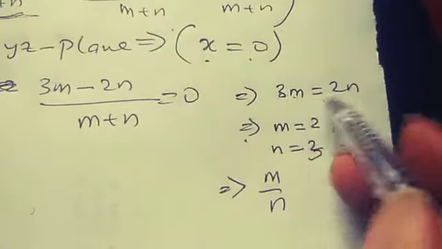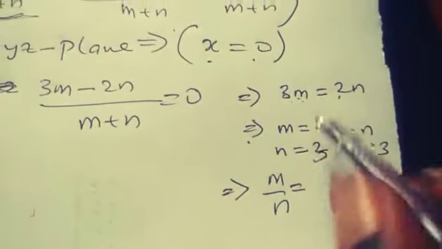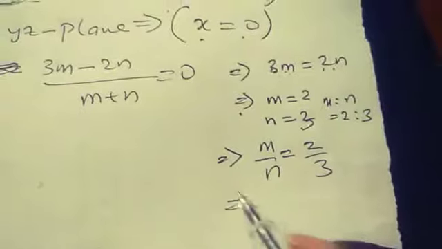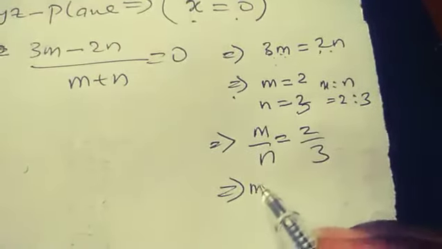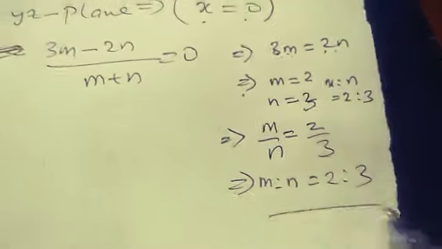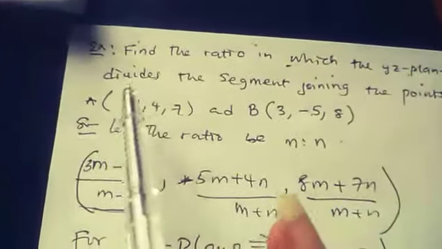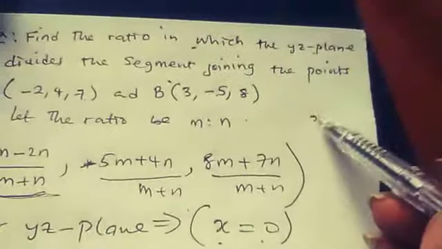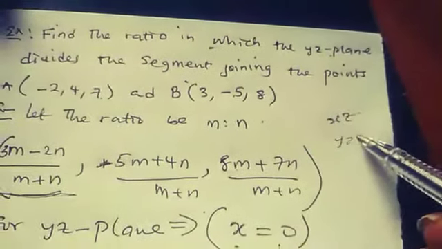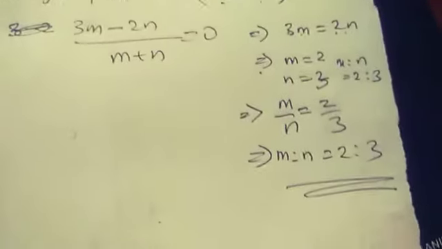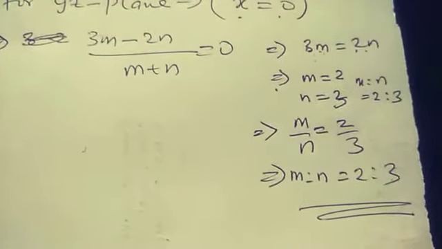Or you do it like this. You divide it, m divided by n. This one goes to the other side. We have 2 over 3. But m divided by n simply means m ratio n. 2 divided by 3 simply means 2 ratio 3. So it is 2 ratio 3. 2 ratio 3 is the ratio in which the YZ plane divides the segment. If the question changes to the XZ plane, you should know that that place is y is equal to 0. We are dealing with this. So that is that about that.